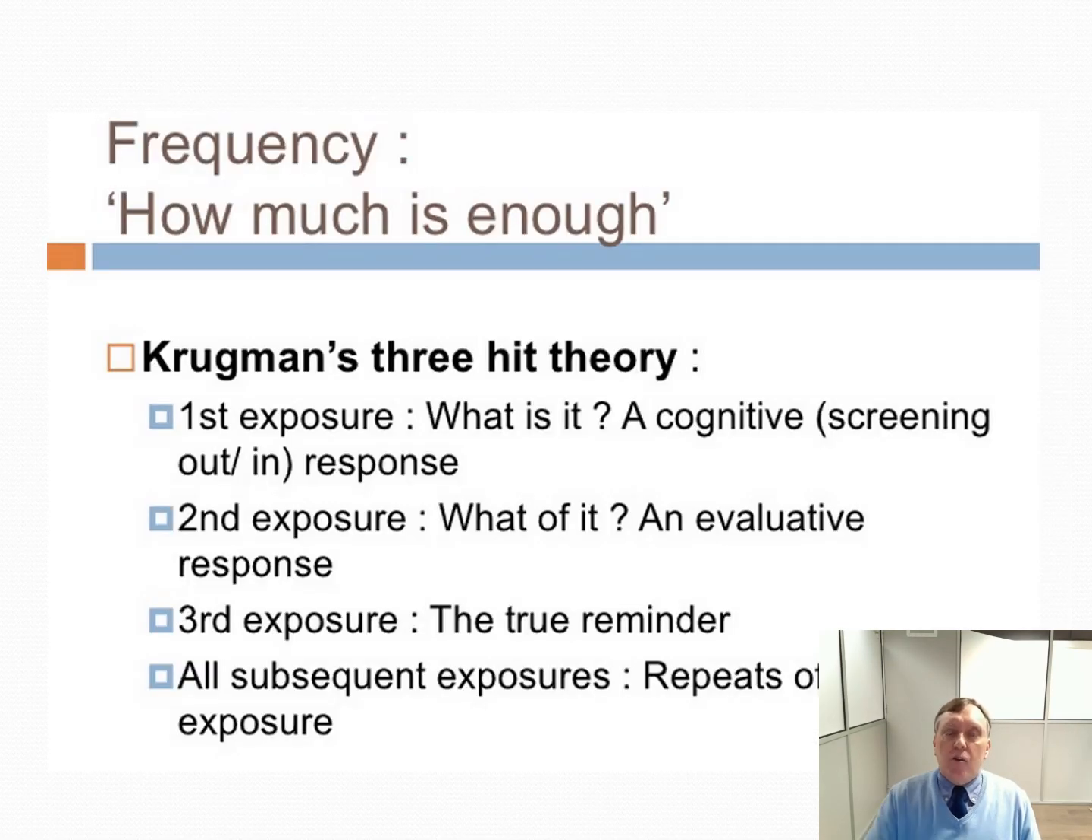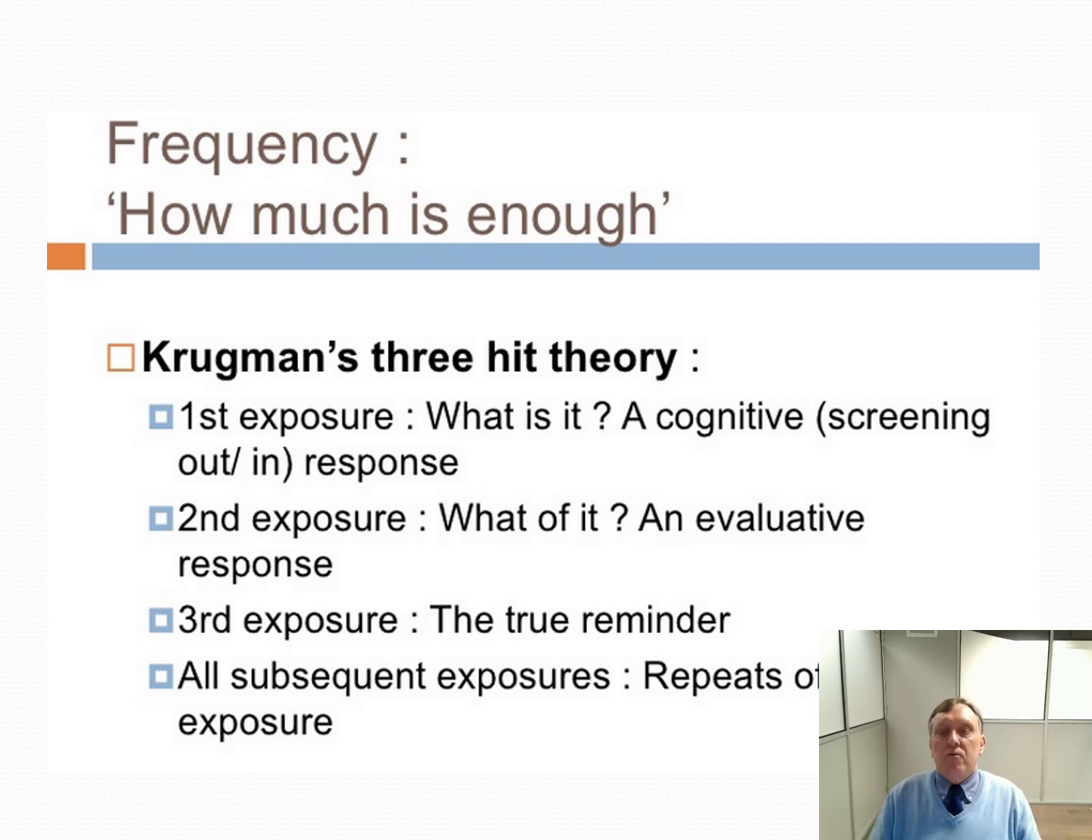So in this case, how much is enough? Is once enough, or do we need 10 times? Well, Krugman's three-hit theory is the following. The first exposure: what is it? It's sort of a cognitive response. It screens out either things that you're automatically interested in or not, and maybe in a lot of cases it's our own filtering system, so we may not even see it.